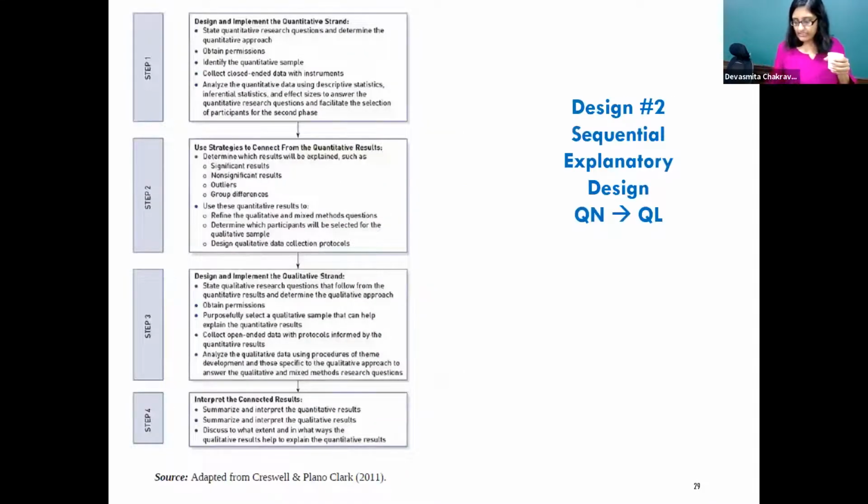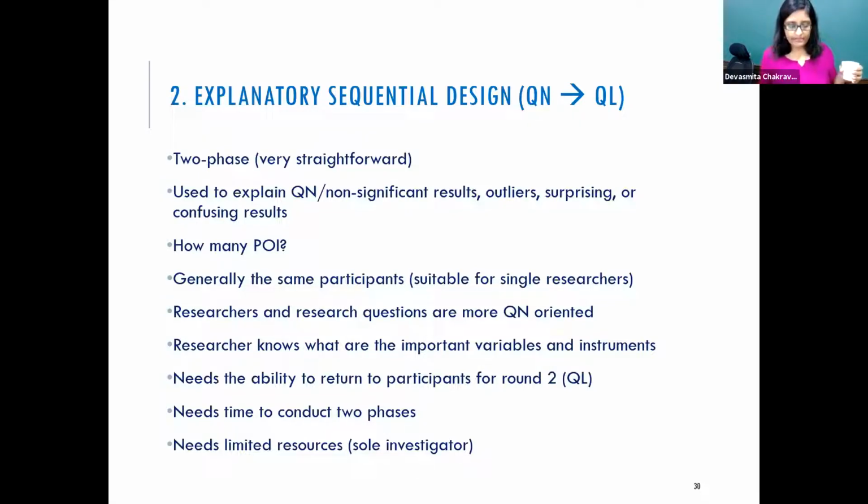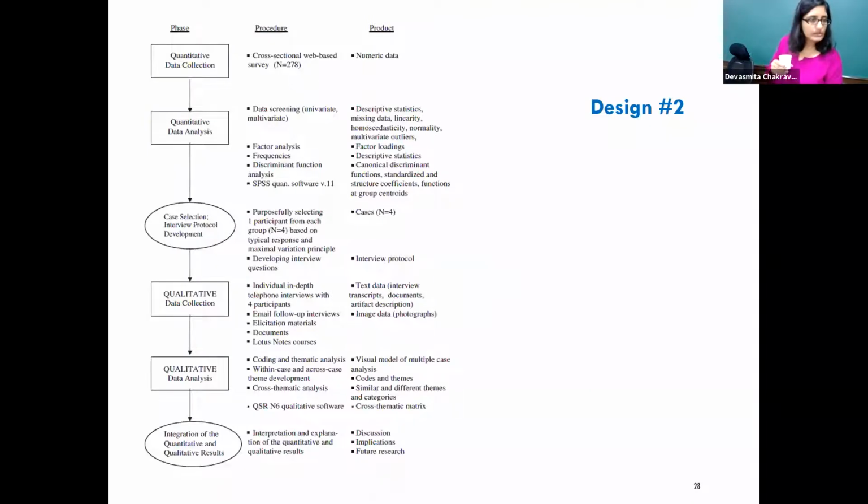Okay, so this is sequential explanatory design. It's a two-phase quant, qual, very straightforward. Used to explain quant non-significant results or outliers or surprising or confusing results, like the course survey, the hypothetical case 2 that I had. How many points of interface? Here, there are 2. One is at the participant selection, and 2 is at the integration level.